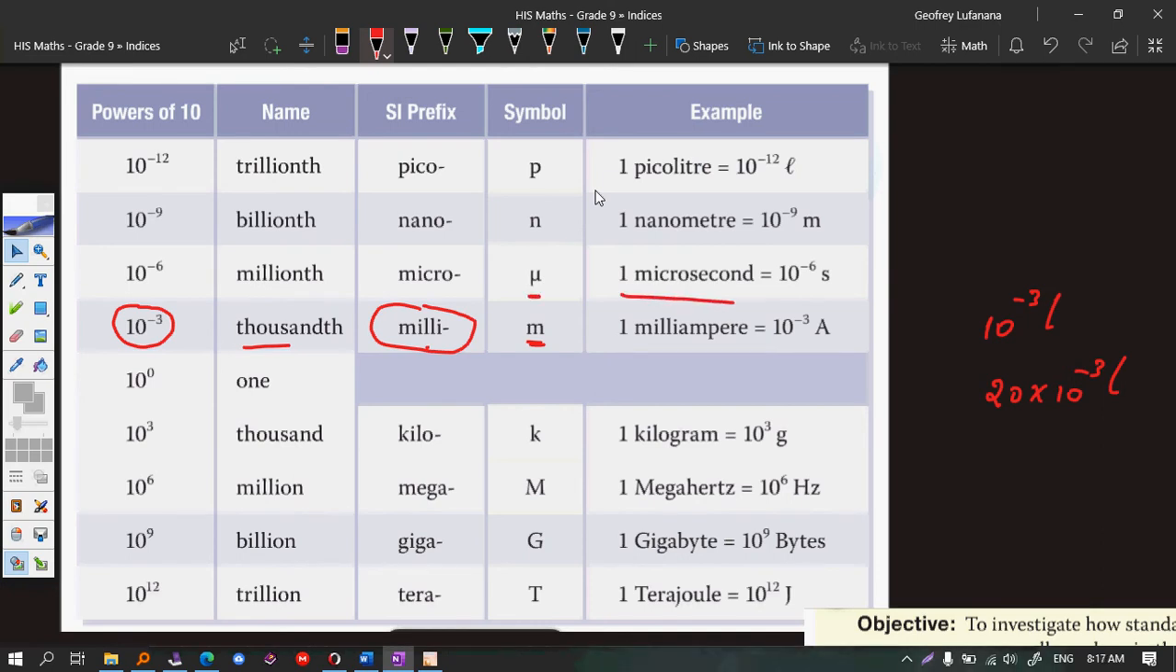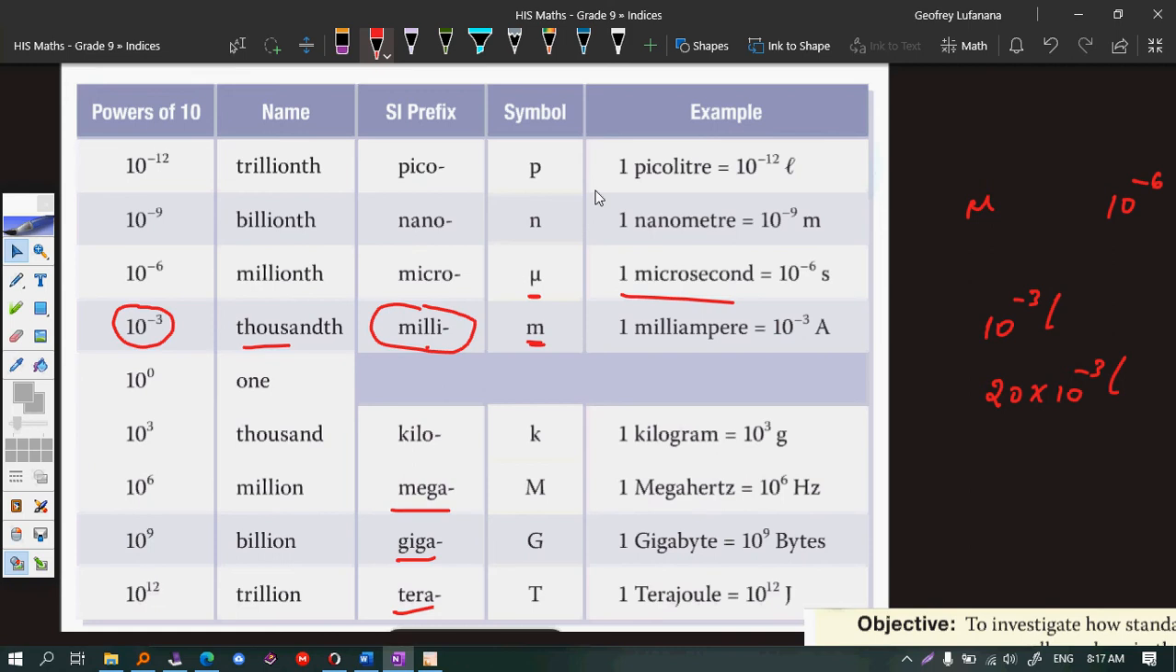We have micro. Some people usually talk about a microsecond. It has a symbol mu, and micro basically means 10 to the power negative 6 in standard form. In computer science, we usually talk about mega, so that's megabytes. We talk about giga, that's gigabytes. Tera, that's terabytes.